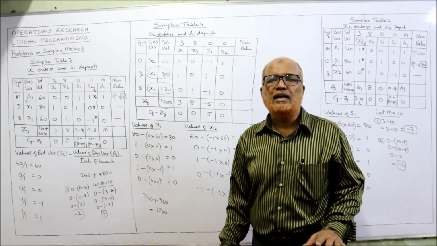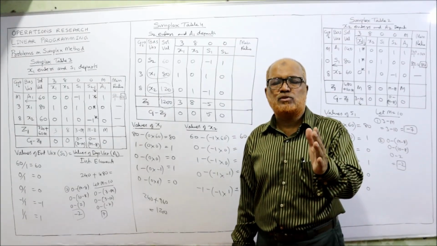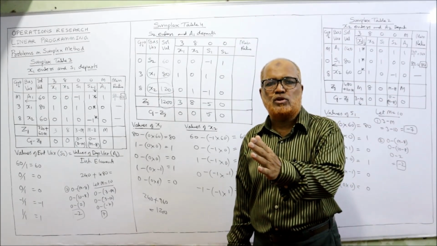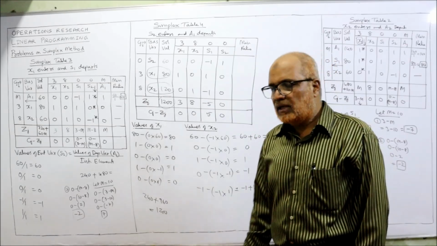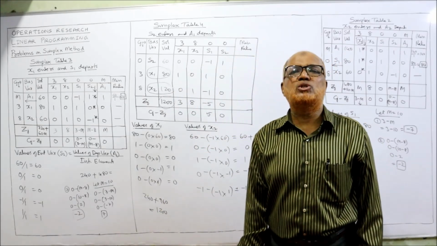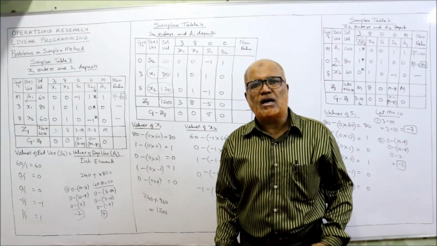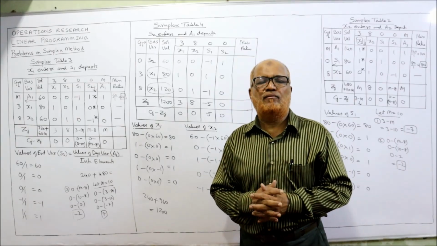So totally 9 problems we have completed: 3 problems on maximization type, 3 problems on minimization, and 3 problems on mixed constraints. The last topic in this simplex method is duality. So inshallah we'll start duality in the next video.